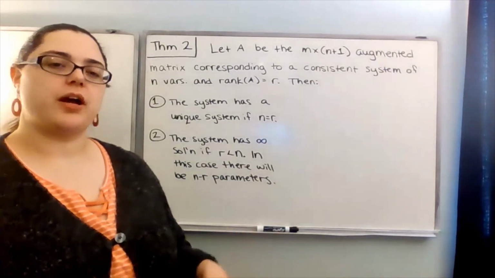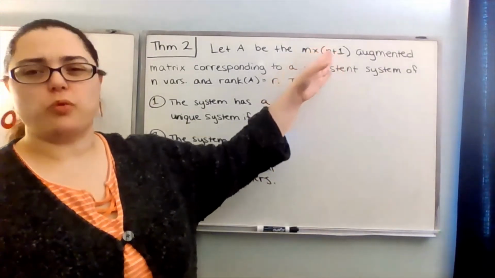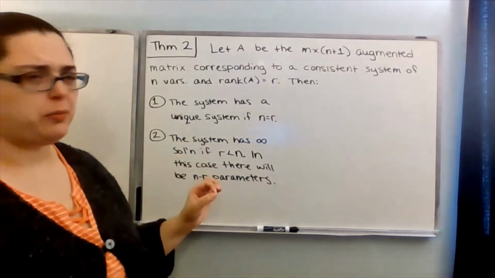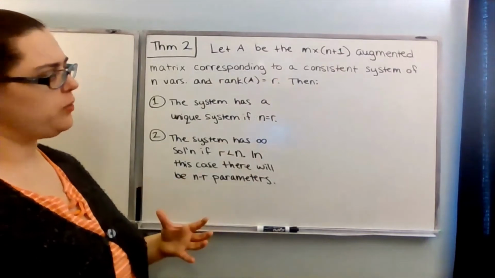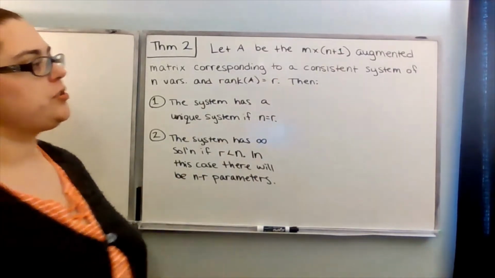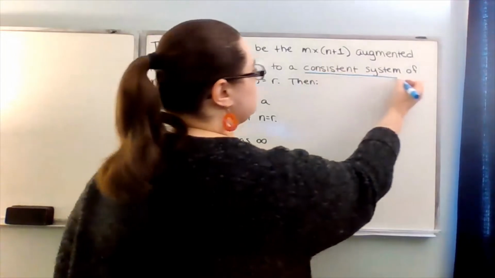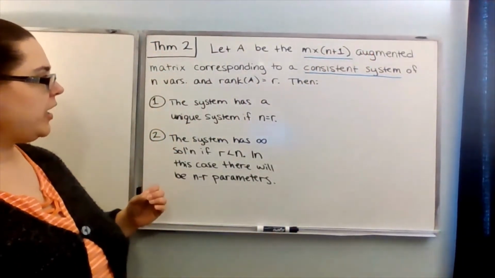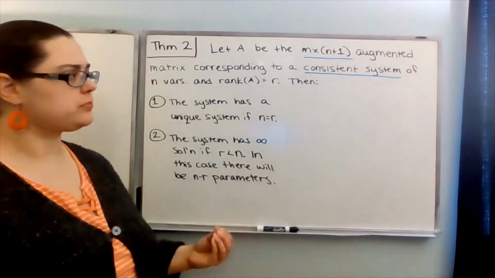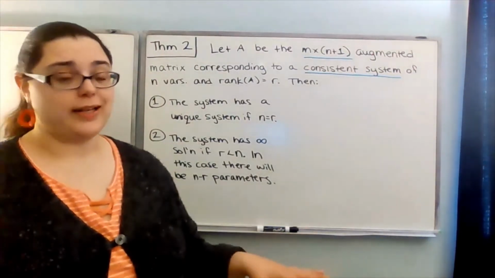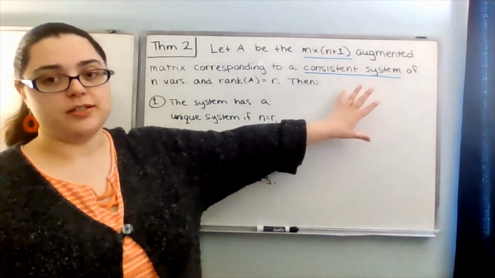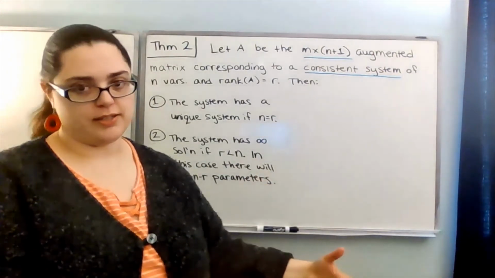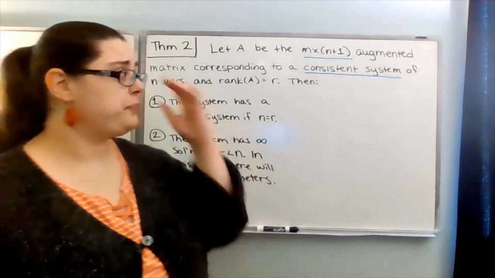So this theorem is talking about an m by n plus 1 matrix, which is a little strange. There's a reason for it, which we'll get to in a moment. So we have this m by n plus 1 matrix. It corresponds to a consistent system of n variables, and the rank is going to be r. So one of the things we know already is that this system is consistent. So this theorem does not apply if the system ends up being an inconsistent system. So you gotta be careful about that.